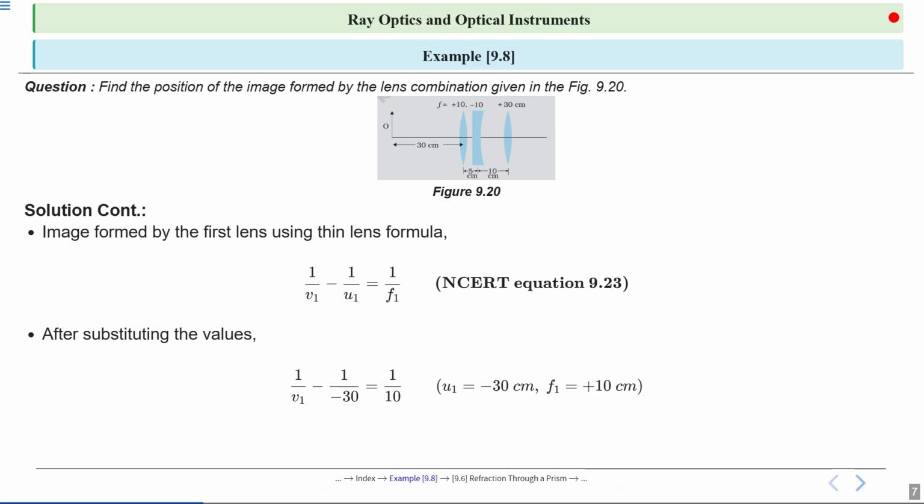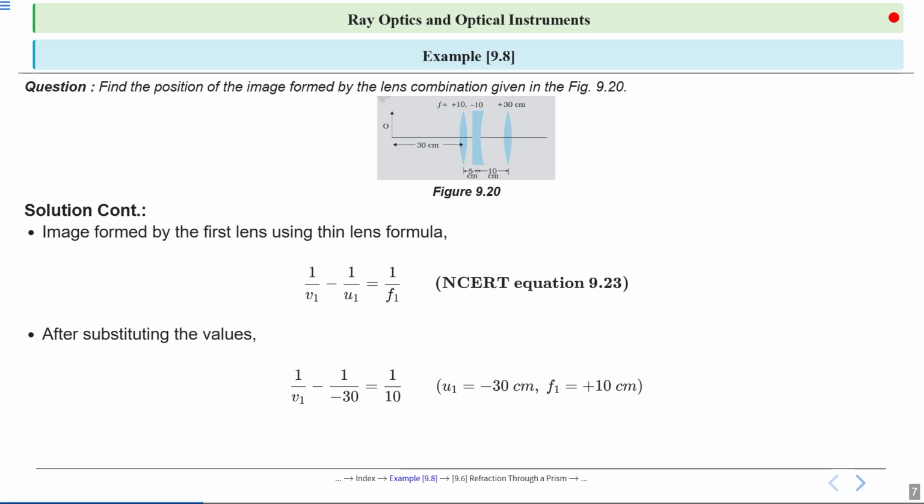Why minus 30? Because the object is placed on the same side from which incident light is coming. So object distance is measured against the direction of incident light. That's why it is taken as negative according to sign conventions. And focal length for a convex lens is taken as positive because the focus is on the other side of the lens, and when we measure the focus, we measure in the same direction as the incident light. That's why f1 is equal to 10 centimeter.